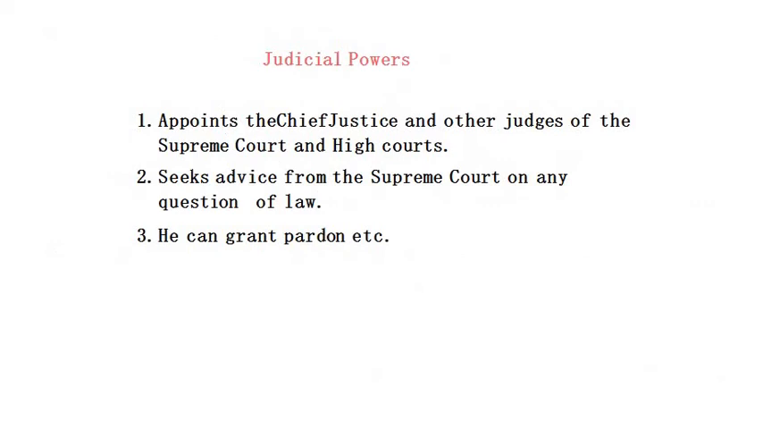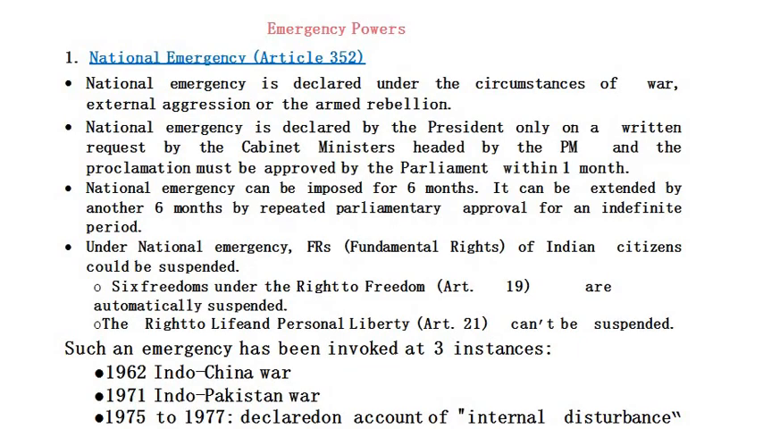Then comes the judicial powers. The President appoints the Chief Justice and other judges of the Supreme Court and the High Courts, seeking advice from the Supreme Court on any questions of law. He can grant pardon, that means giving a lesser sentence or a shorter duration of the sentence. That type.